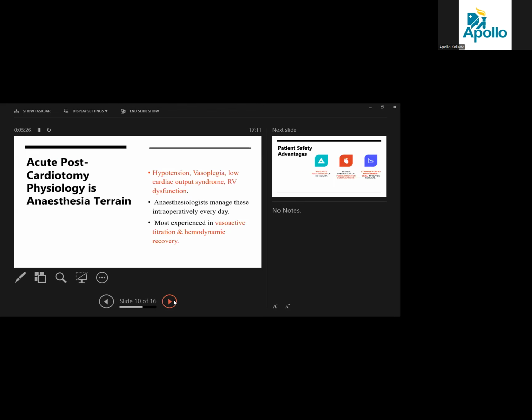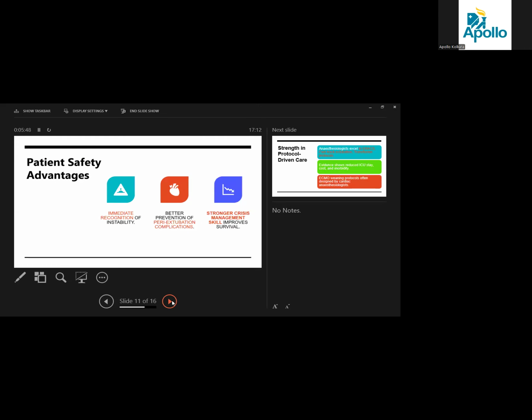Post-cardiotomy physiology is also, I think, the terrain of anesthesia, because hypotension, vasoplegia, low cardiac output syndrome, and early dysfunction, we always see these when we are coming off pump daily. Anesthesiologists manage this intraoperatively every day. And I think we are the most experienced in vasoactive titration and hemodynamic recovery. For these things, patient safety is very much advantageous because of immediate recognition of instability, better prevention of peri-extubation complications, and, like I said, stronger crisis management skill improves survival.